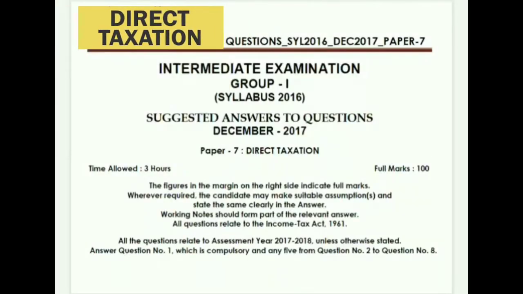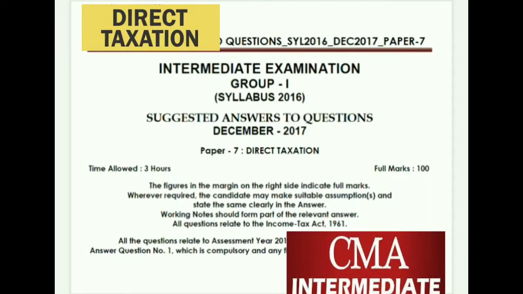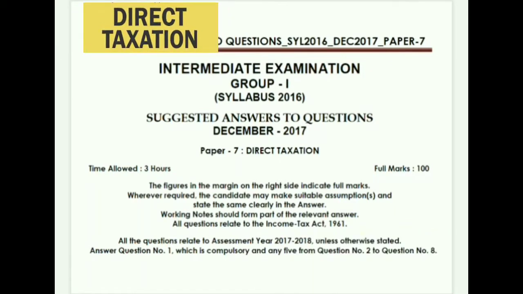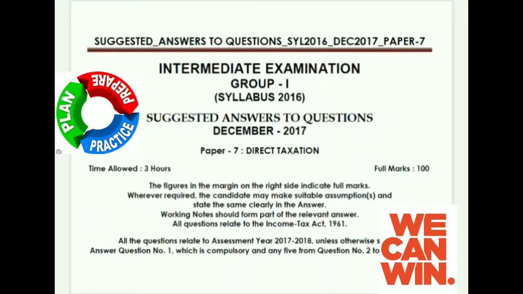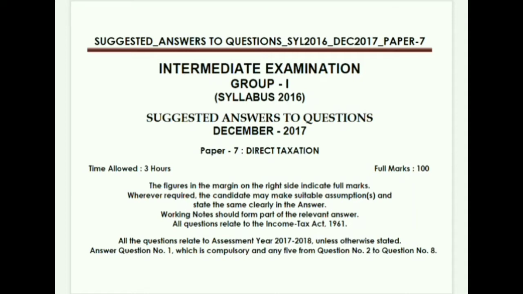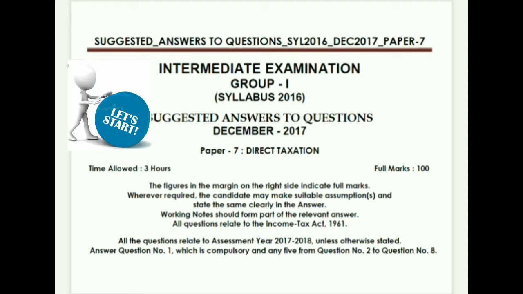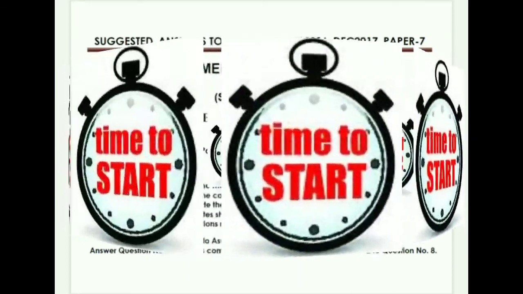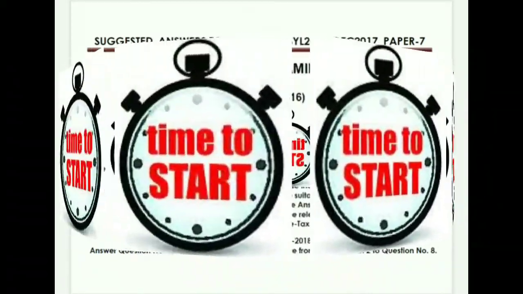Hello friend, in this video we will discuss the ICWA CMA Direct Taxation paper, Intermediate exam, syllabus 2016, Group 1. The paper is from December 2017, Paper 7, Direct Taxation, Group 1. It is of 3 hours total, and Question 1 is compulsory, of around 25 marks. Then from Question 2 to Question 8, you have to solve only 5 questions. So let's start with the first question, which is MCQ type.